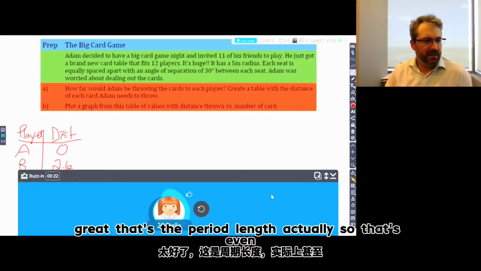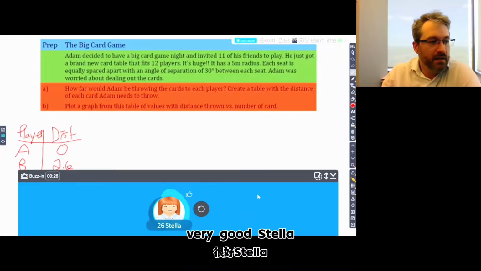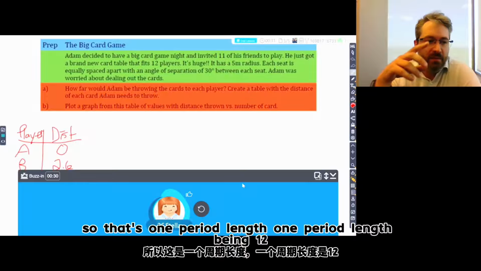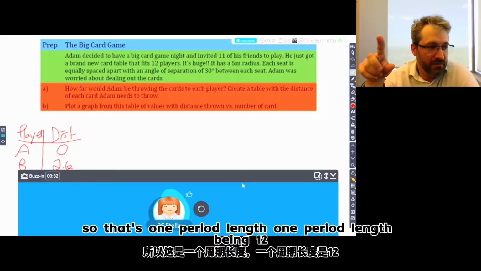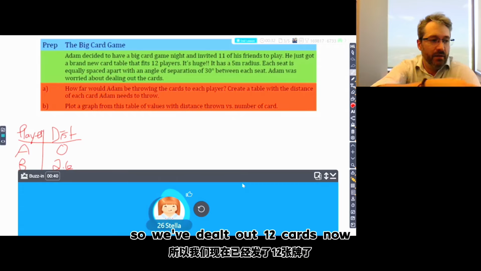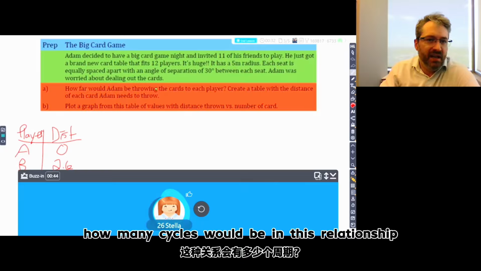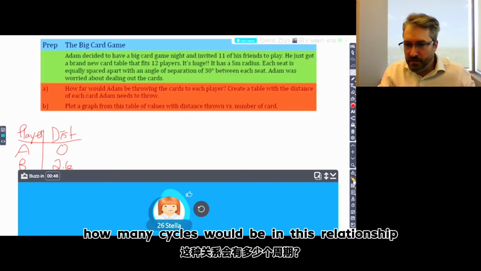Great. That's the period length, actually. So that's even a little bit more. That's a few steps ahead in the lesson. Very good, Stella. So that's one period length. One period length being 12, you said. One of the players in this game. So we've dealt out 12 cards now. That's one cycle. How many cycles would be in this relationship?